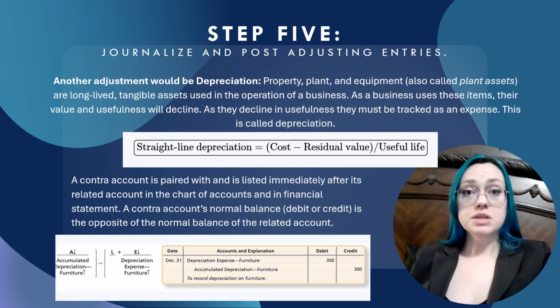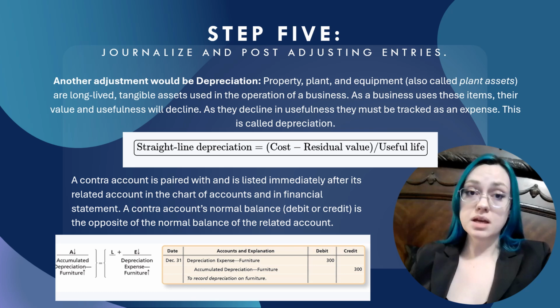Another adjustment would be depreciation. So property, plant, and equipment are long-lived tangible assets used in the operation of a business. As a business uses these items, their value and usefulness will decline, and as they decline in usefulness, they must be tracked as an expense. This is called depreciation. The expected value of a depreciable asset at the end of its useful life is called residual value.